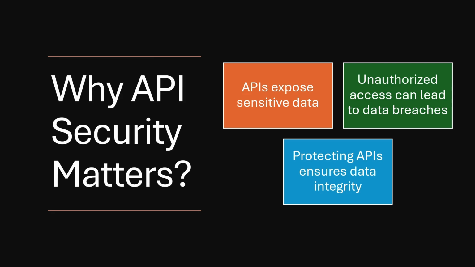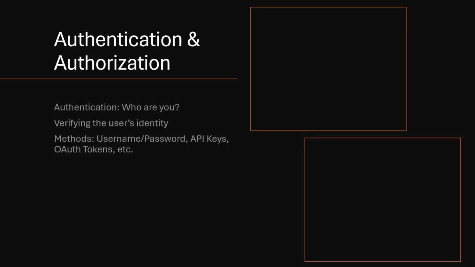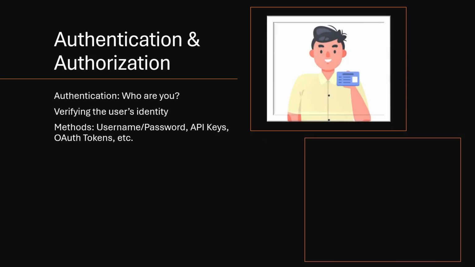This brings us to the two most important concepts, authentication and authorization. Now let's dive into these two concepts. So authentication, what it is. Let's learn about it. Think of authentication like showing your ID at the airport. It proves who you are. Similarly, when you log in to your online accounts using a username and password, that's authentication. In API testing, we need to ensure that only authorized users are making requests, and that's where authentication comes in.